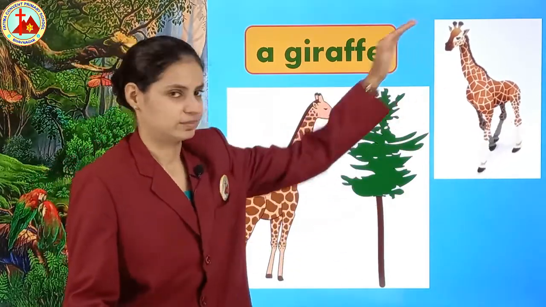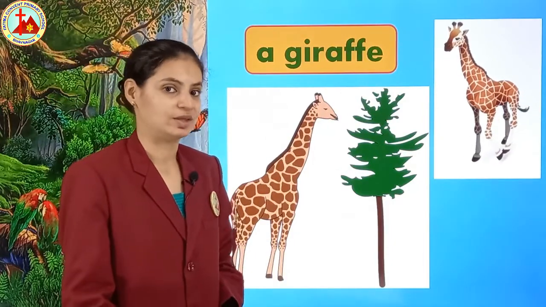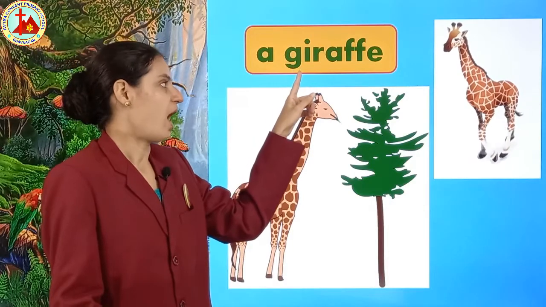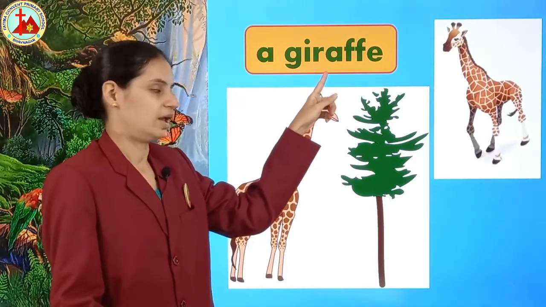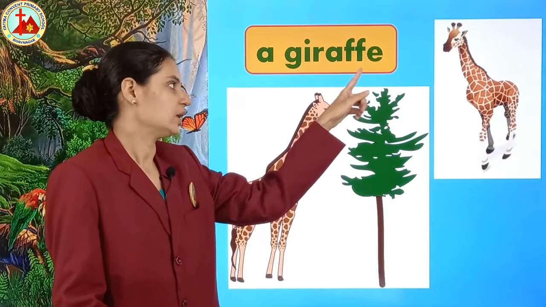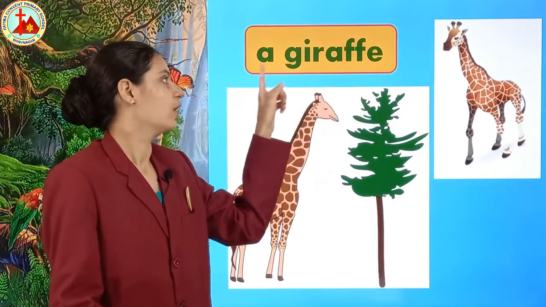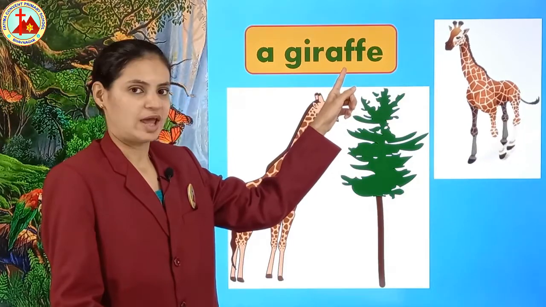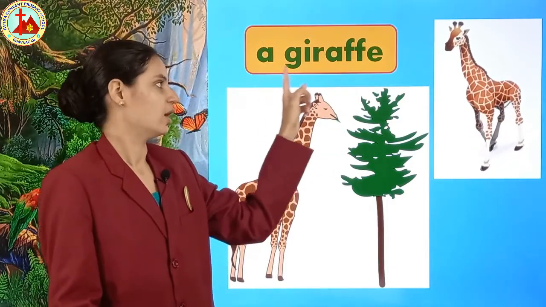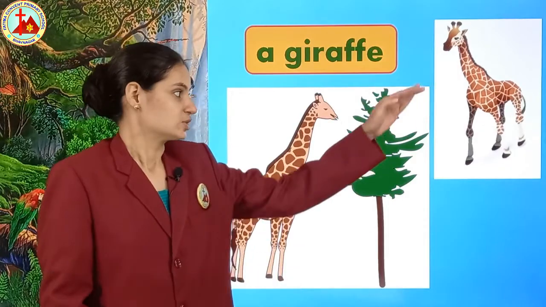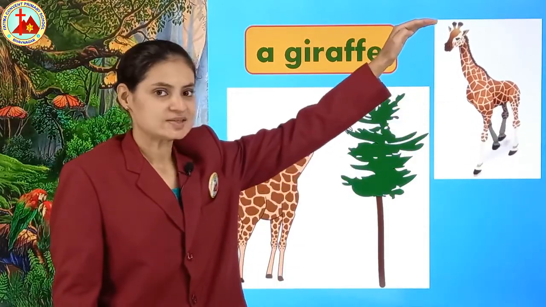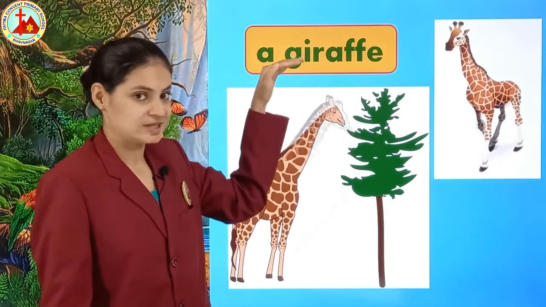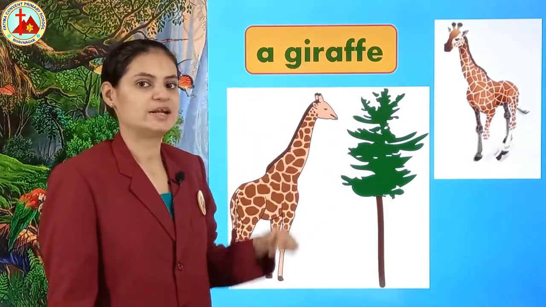See this tall animal. Giraffe. Yes. A G I R A double F E. Giraffe. A giraffe. Double F means two times F is written. A giraffe. Giraffe is the tallest animal. Yes dear children, giraffe is the tallest animal among all the wild animals.